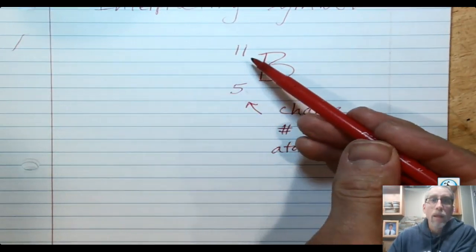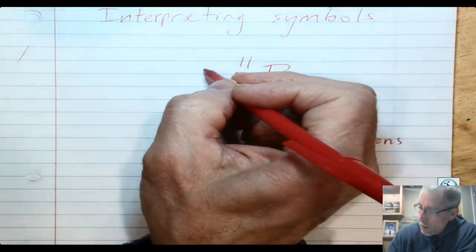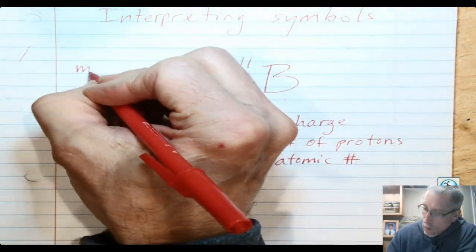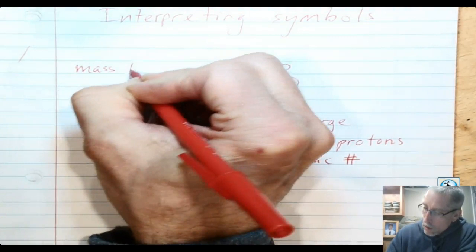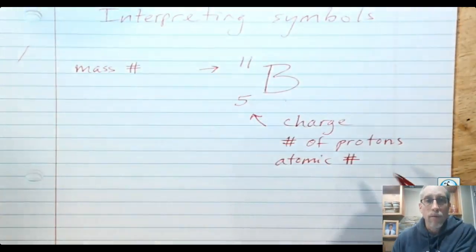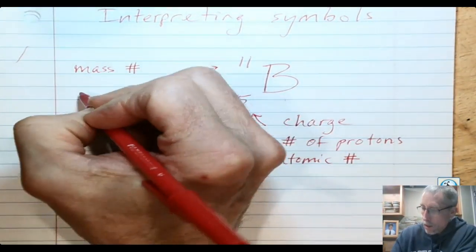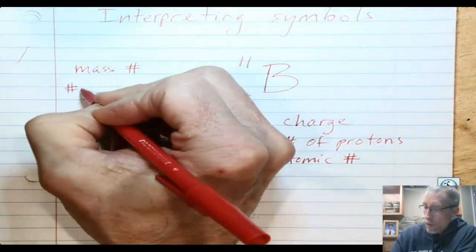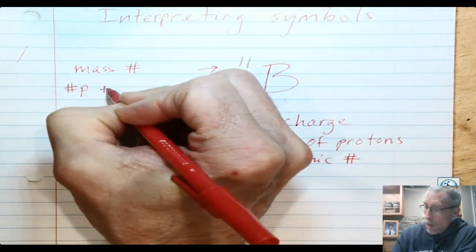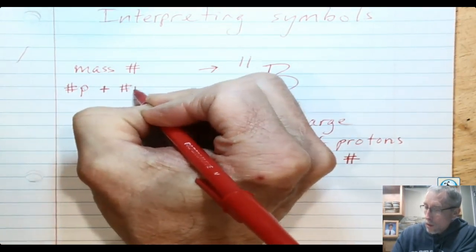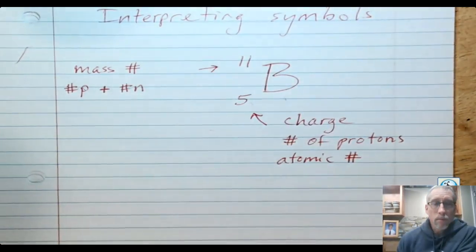Now, what does this 11 mean? The 11 is called the mass number. It's not a number you're going to find on the periodic table, however. It would also be considered the number of protons plus the number of neutrons, okay? Because that's where all the mass in a nucleus comes from.